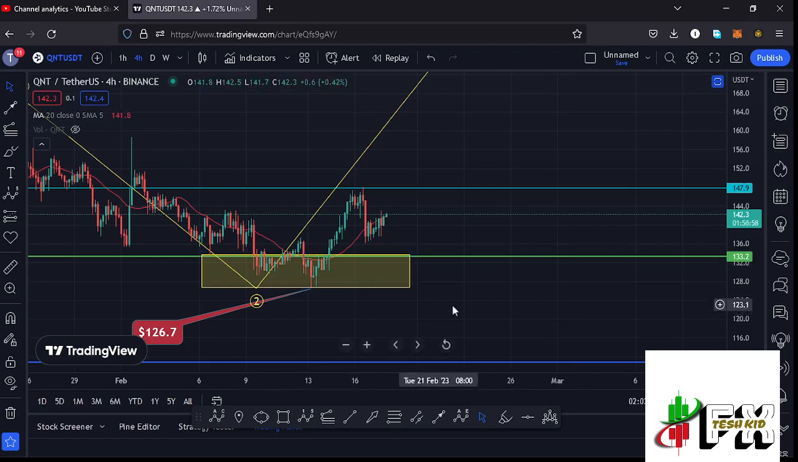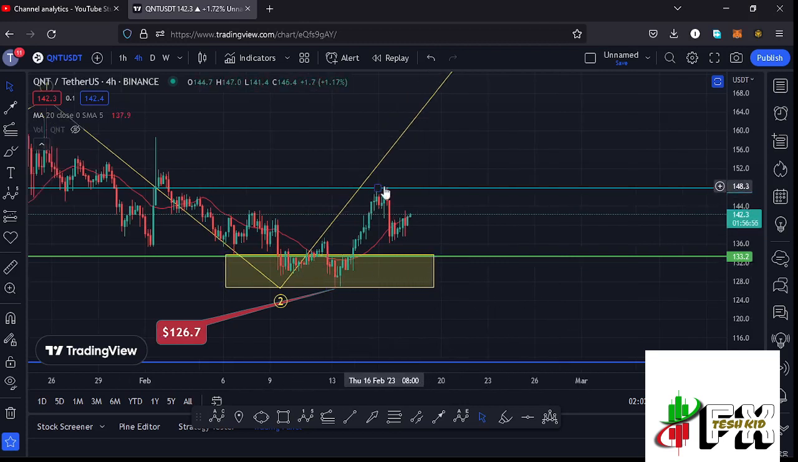after making our low in the formation of this wave 2, we saw this run up to the upside, giving us a peak at around the $148 mark in what we can term as that first wave to the upside.